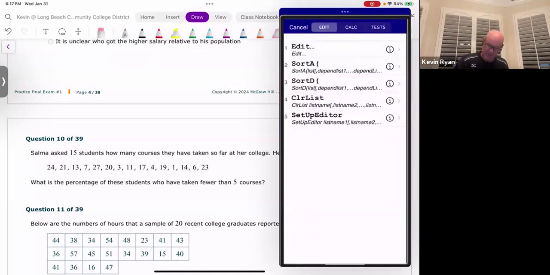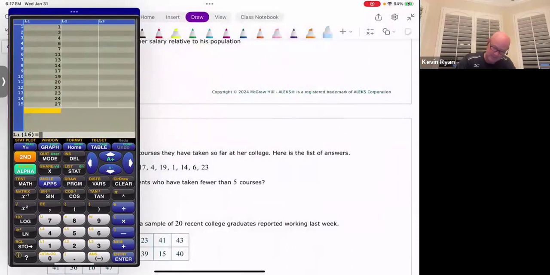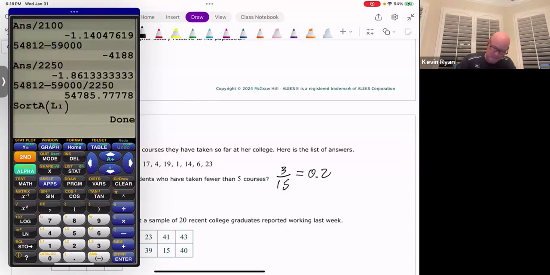All right, and we want to know fewer than five courses. There's a total of 15, and fewer than five, I'm only seeing three. The one, the three, the four are less than five. So that means that's going to be three out of the 15, which is 20%.